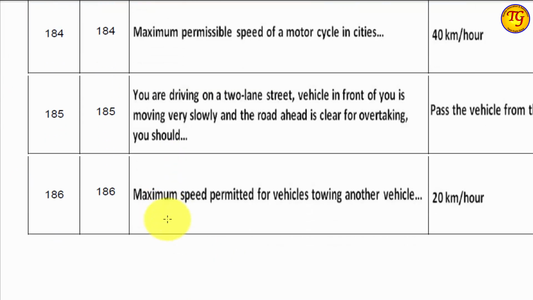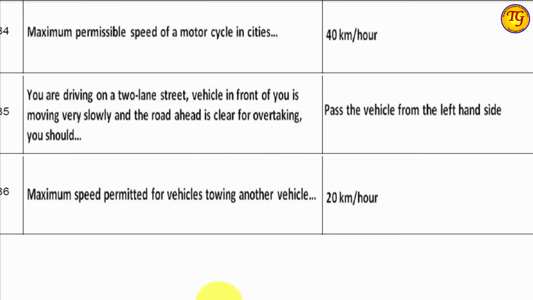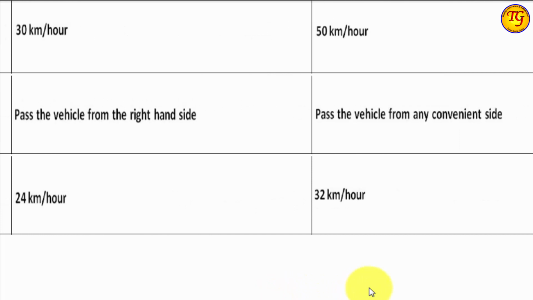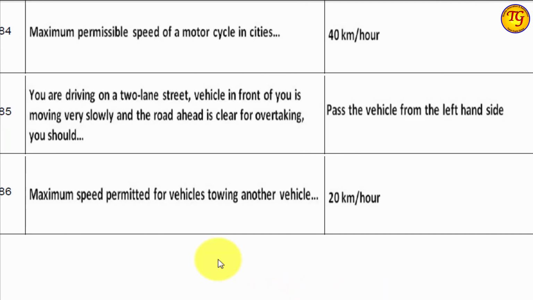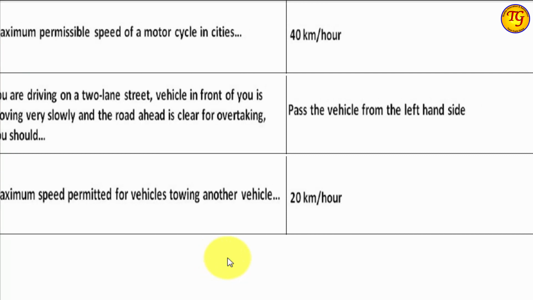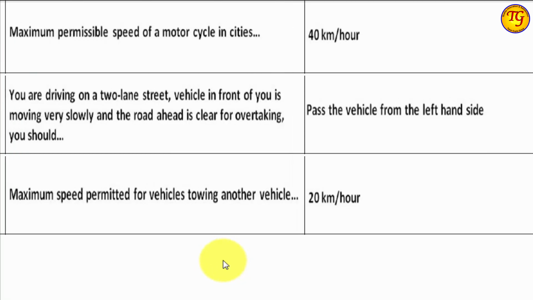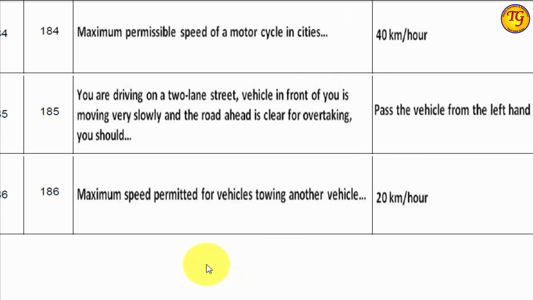Question number 185 says you are driving on a 2-lane street. The vehicle in front of you is moving very slowly and the road ahead is clear for overtaking. You should pass the vehicle from the left hand side, pass the vehicle from the right hand side, or pass the vehicle from any convenient side. So option number 1 is the correct one. Pass the vehicle from the left hand side if the vehicle is moving very slowly and the road ahead is clear for overtaking. Otherwise you have to overtake always from the right hand side.